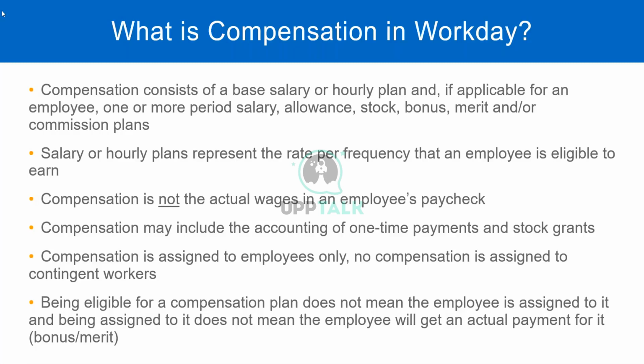And in the US, if you are on an hourly basis, your rate will be per hour. And if you are a salaried employee, your compensation rate will be the annual amount. This is something we have to keep in mind: whatever amount we talk about represents the rate per frequency that the employee is eligible to earn. They are eligible for that.